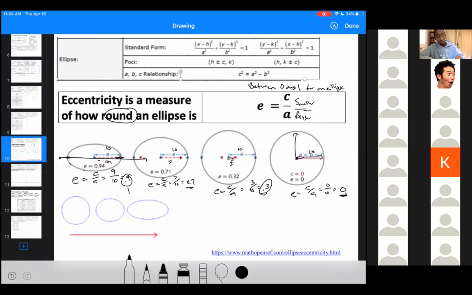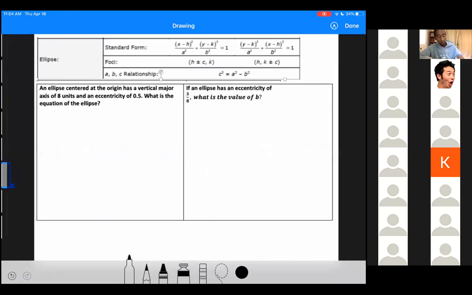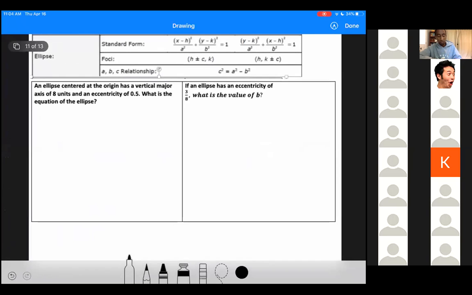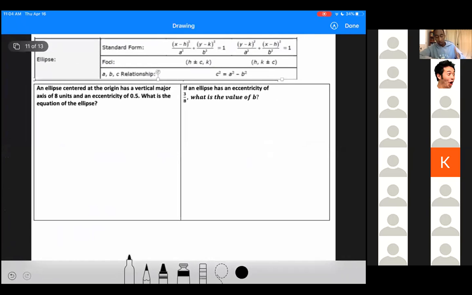All right, cool. Okay, so let's apply eccentricity. This will be the last problem we do together, and then I want you to maybe try one if we have time. So we'll do the one on the left, and the one on the right is a little bit easier. We'll do that after. An ellipse centered at the origin has a vertical major axis of 8 units and an eccentricity of 0.5. What is the equation of the ellipse?